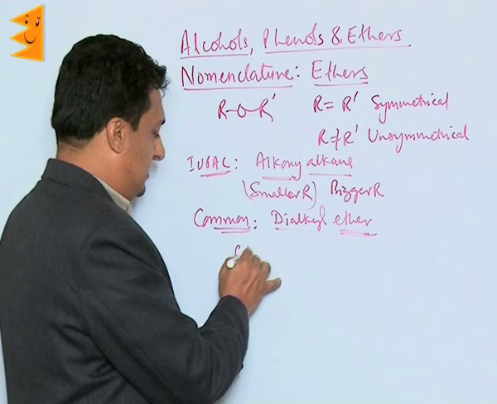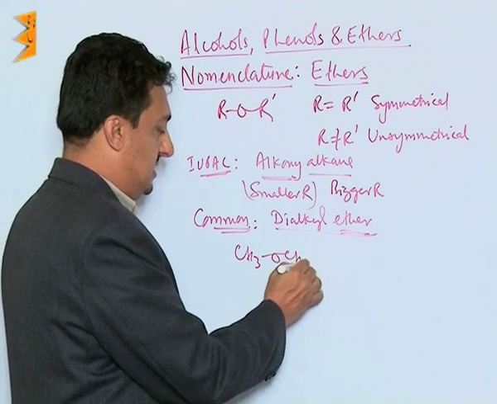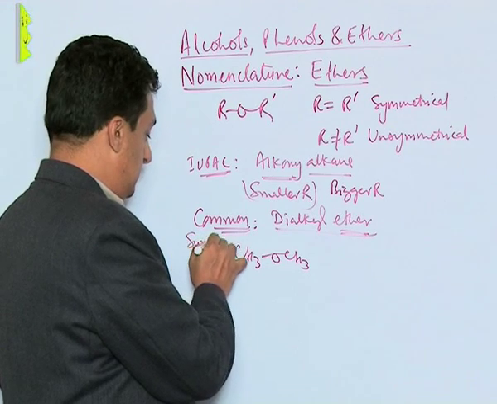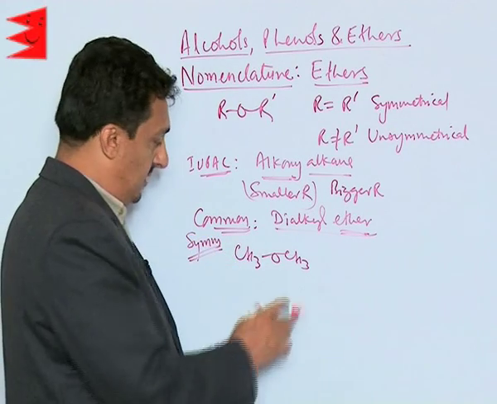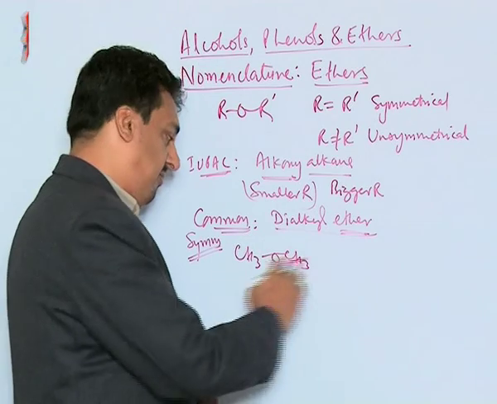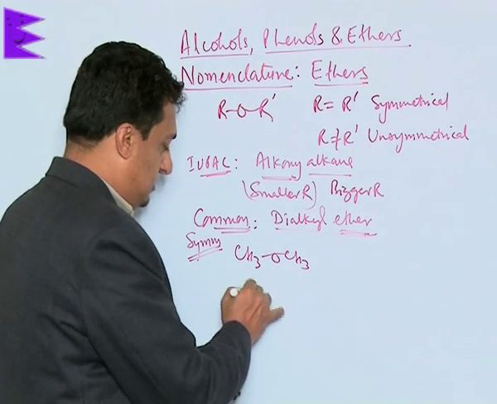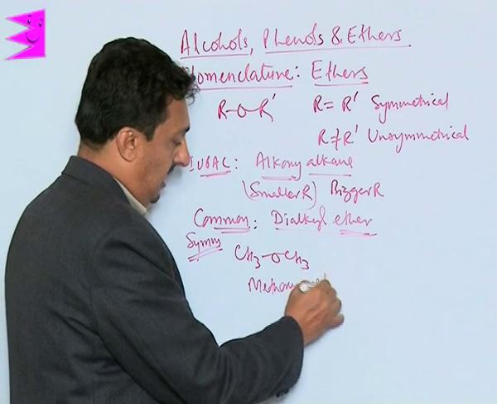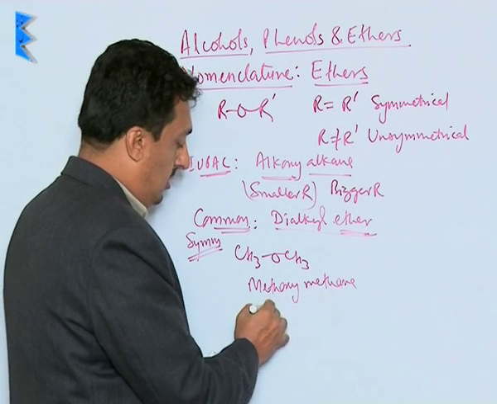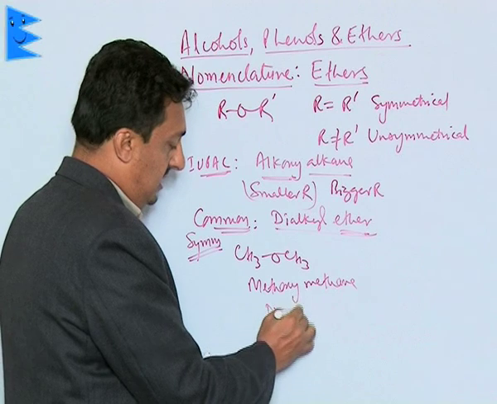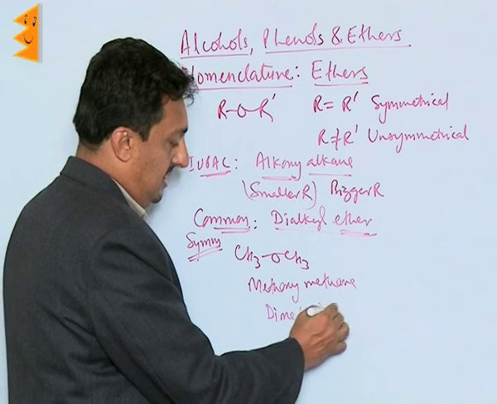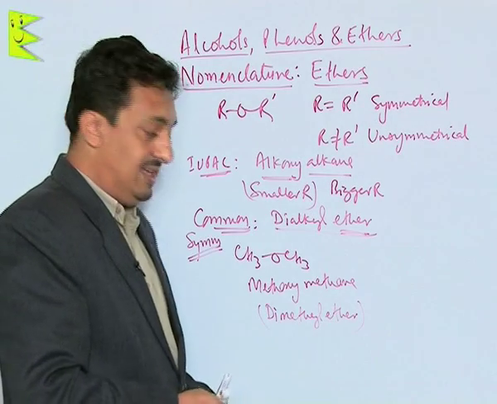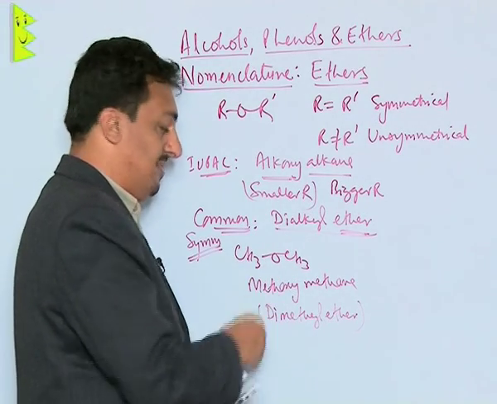First, we have CH3OCH3. This is a symmetrical ether, as both the R groups are the same. Oxygen can go to any one of these. This is called methoxymethane, or in common language, dimethyl ether. We call it dimethyl ether because both the R's are named like this.